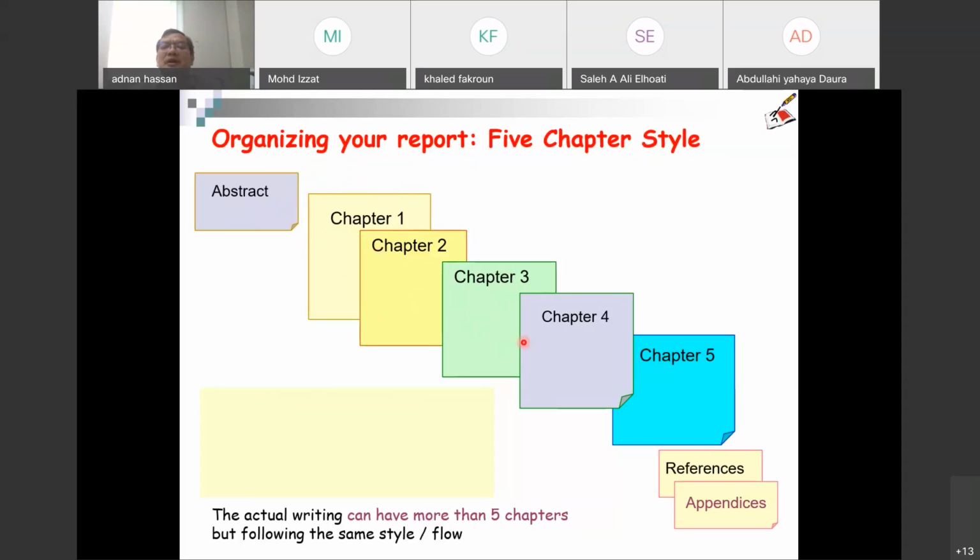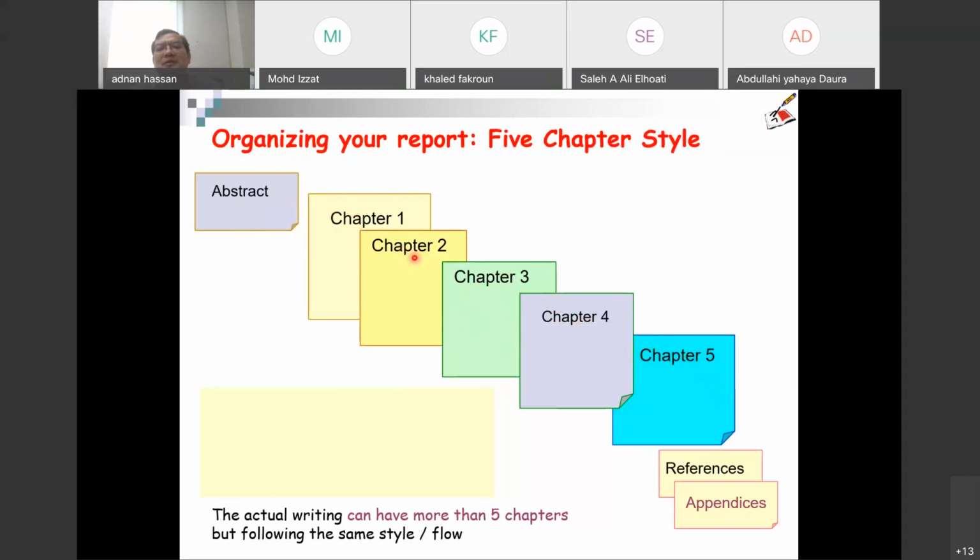And when you start doing your master project 2, you're going to develop your chapter 4 and 5. Okay, chapter 4 will be more on results. Chapter 5 will be on discussion and conclusion. This I call style. You can have more than 5 chapters, but the style is following this way.